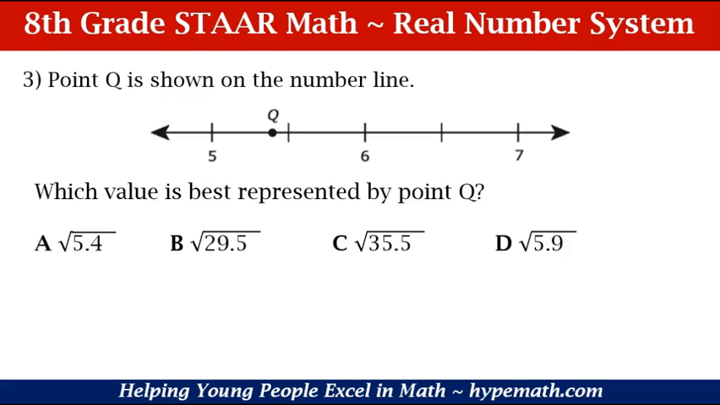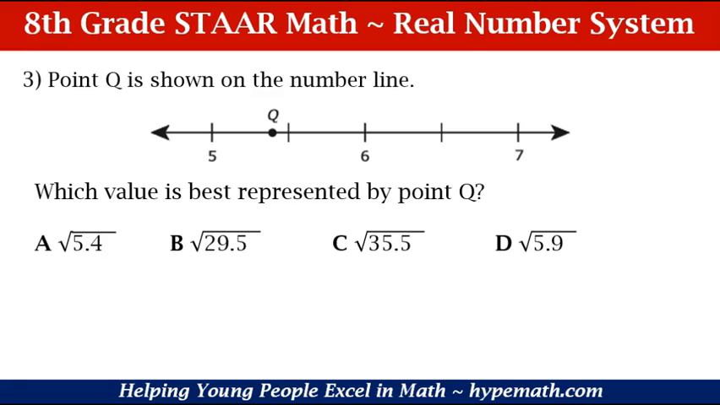Let's move to question number 3. Point Q is shown on the number line. In looking at the number line, we see that we have 5, 6, and 7 as our numbers, and then we have a hash mark in between 5 and 6. So that's the halfway point. That's like 5.5. And between 6 and 7, the hash mark in between there, that's 6.5, okay? So we see where point Q is, and what we are looking for is the best value that is represented by point Q.